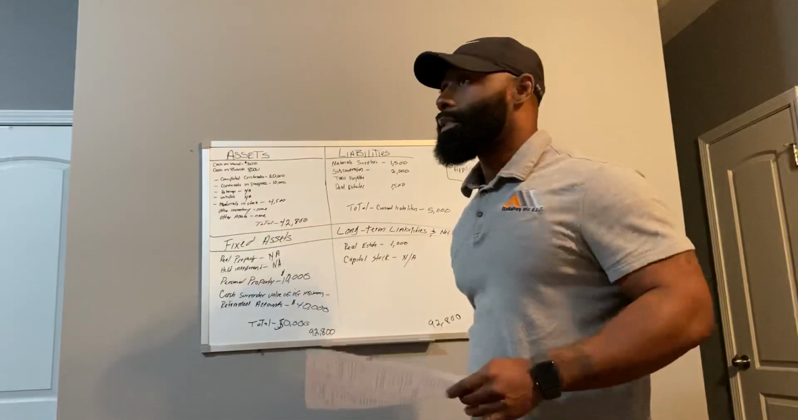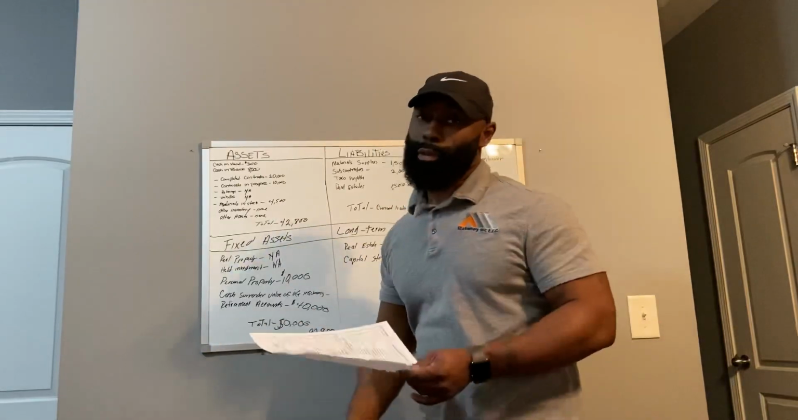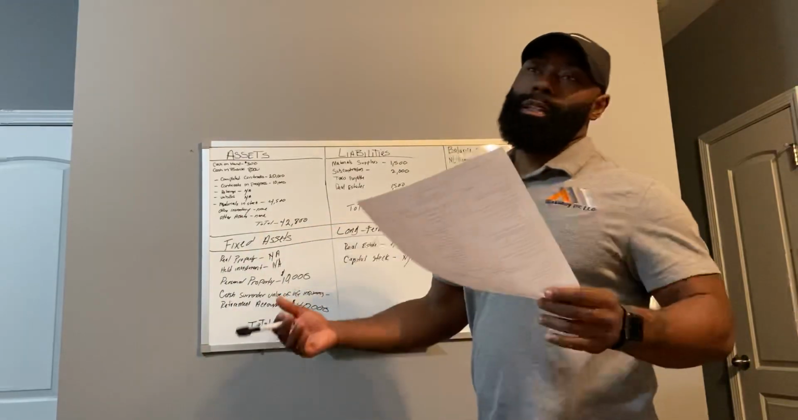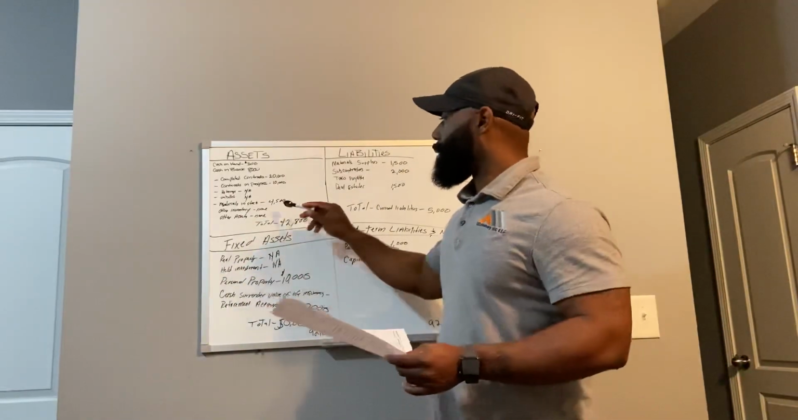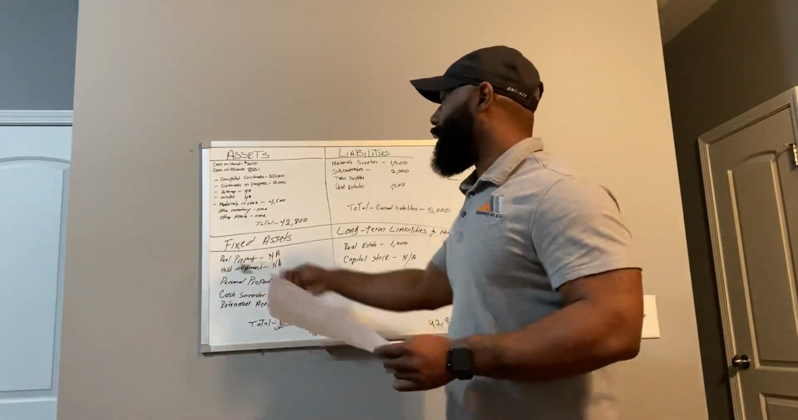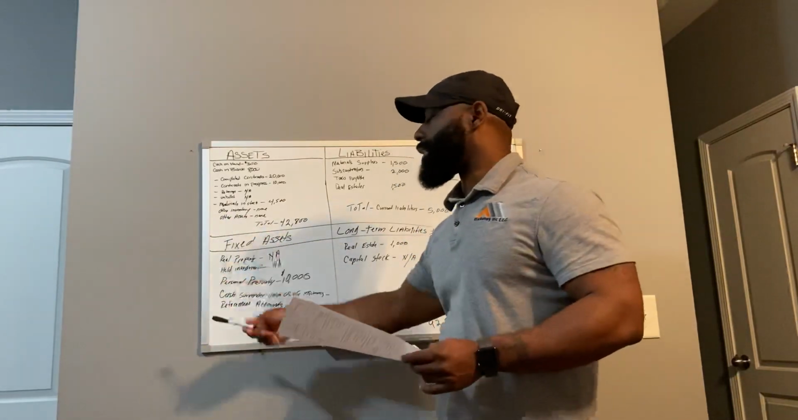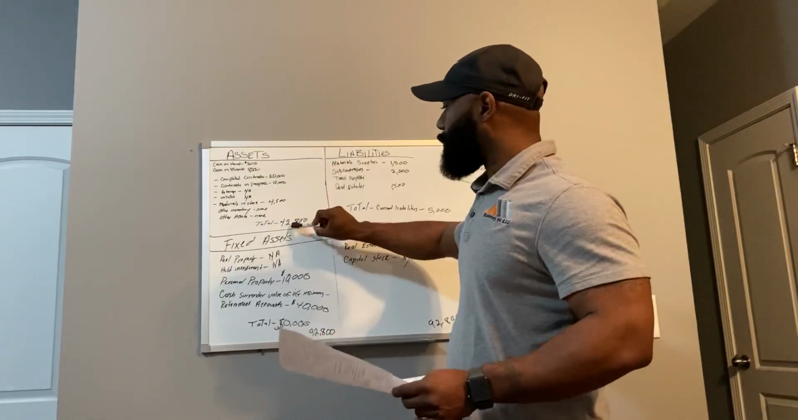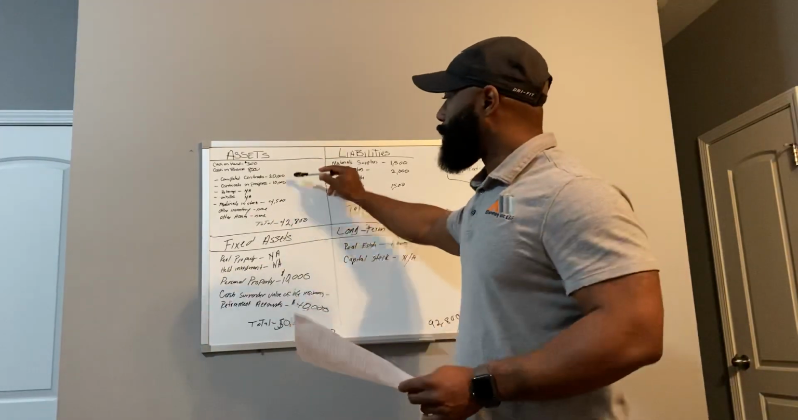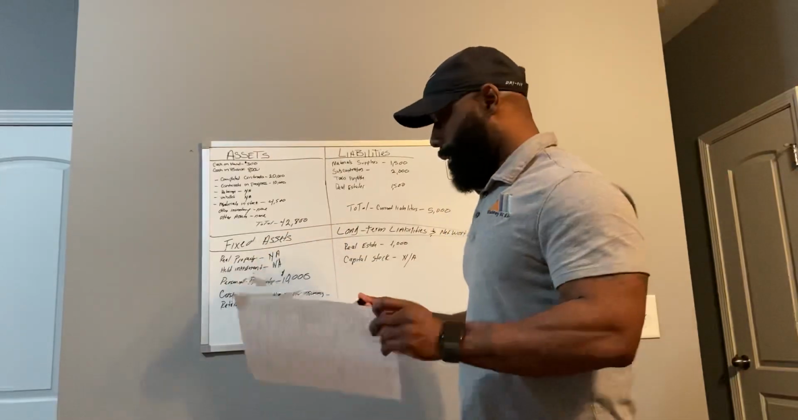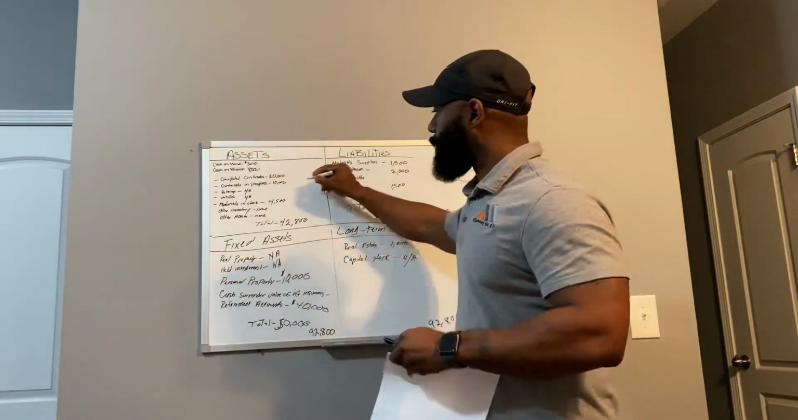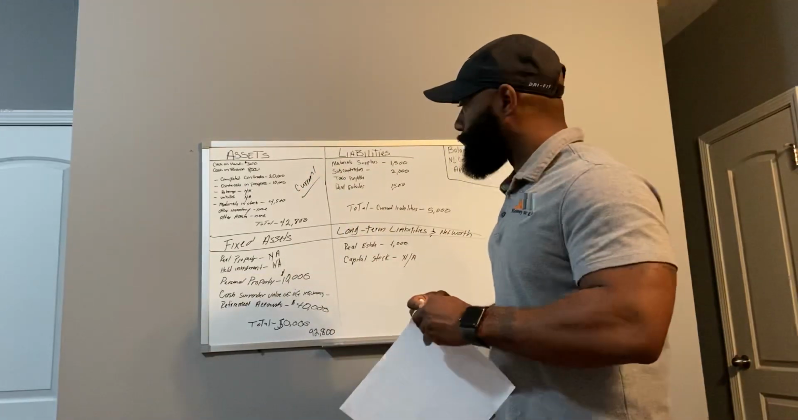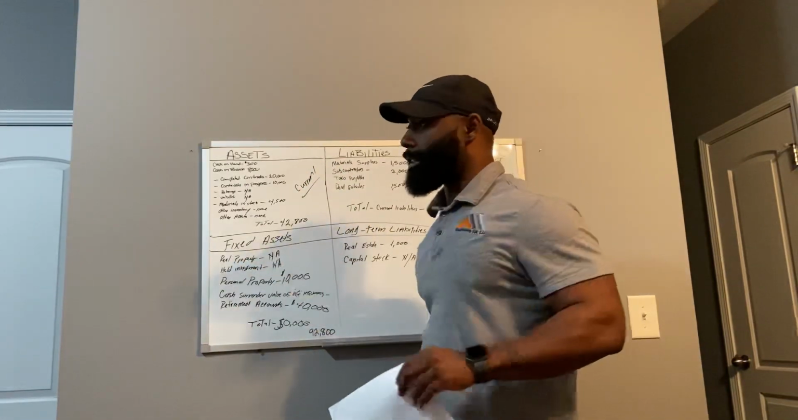Materials in stock, I put $4,500. Whatever material you have in stock, it could be lumber, tools, sheetrock, things of that nature. Other inventory, I put none. Other assets, none. All of this added up came to $42,800. That's my total current assets.